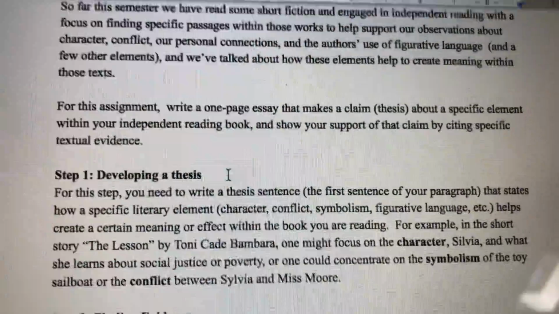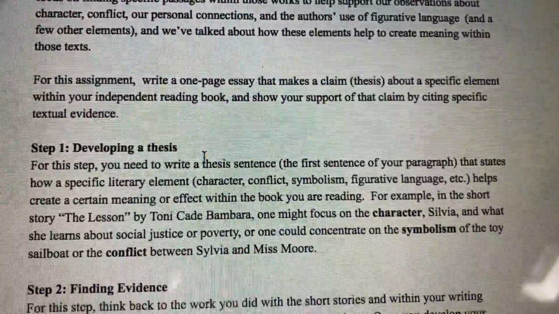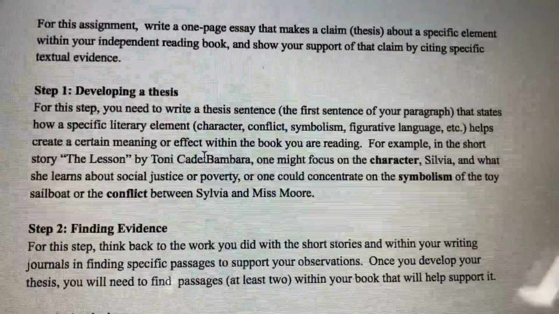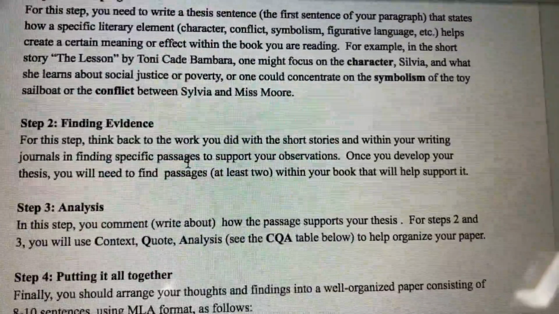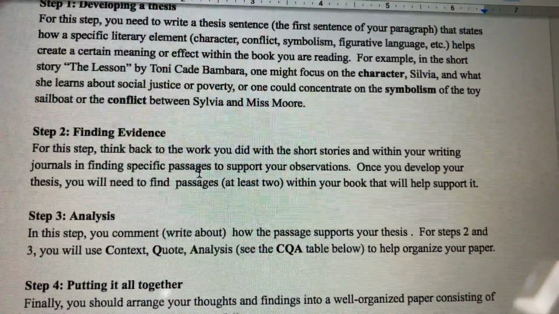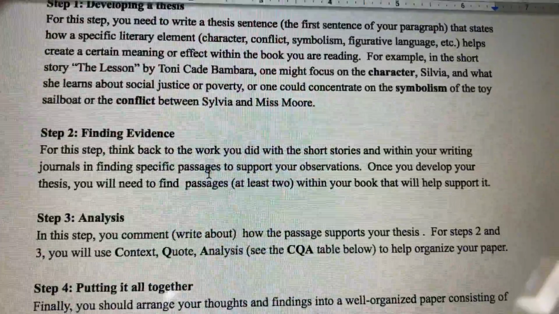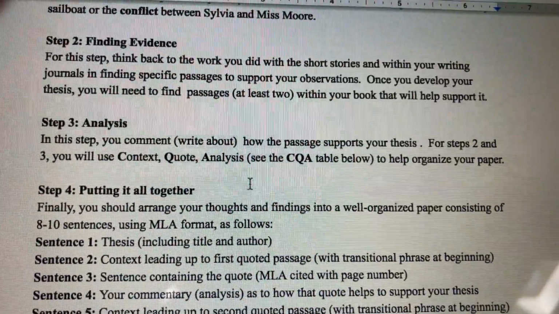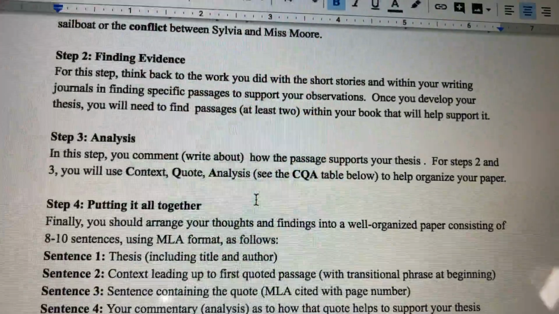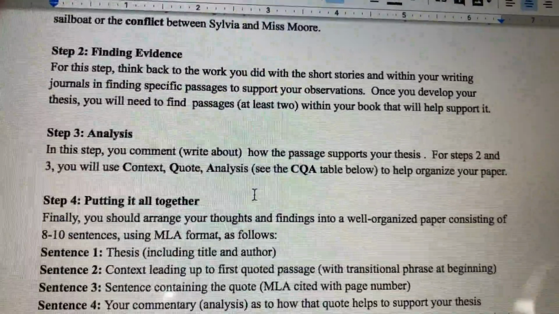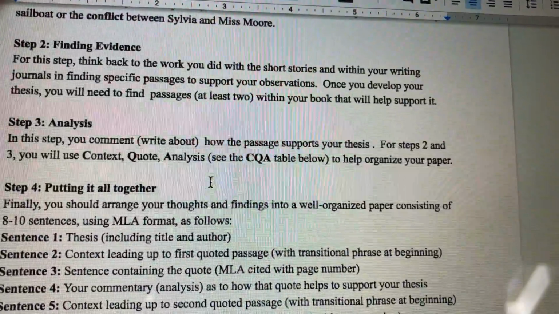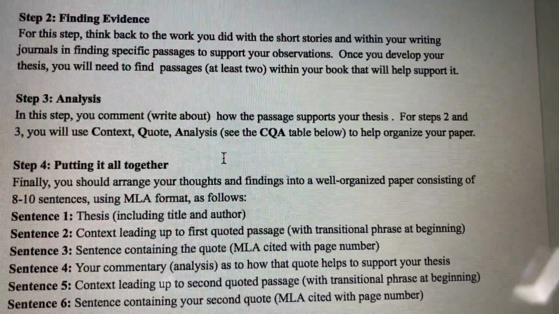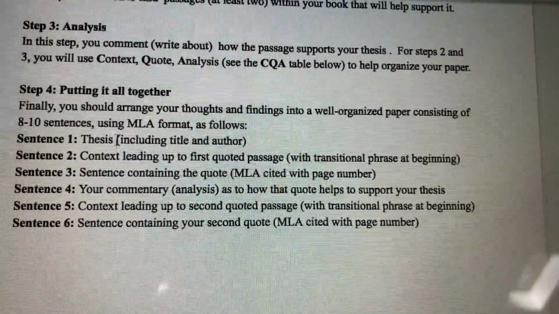All right, so you'll notice that step one is to develop a thesis sentence. That's one sentence. Then after that, you're going to be finding evidence, your passages to help back up your thesis, and then your analysis of it. All of this comes together in something called CQA, or context, quote, analysis, which is just a pattern of sentences that you use in order to write your analysis. And then step four lays out the order of all that.